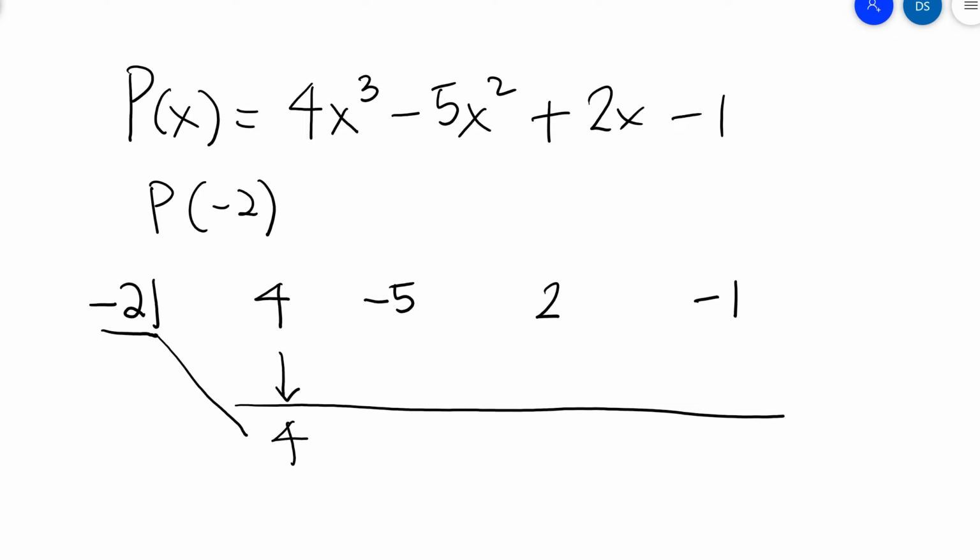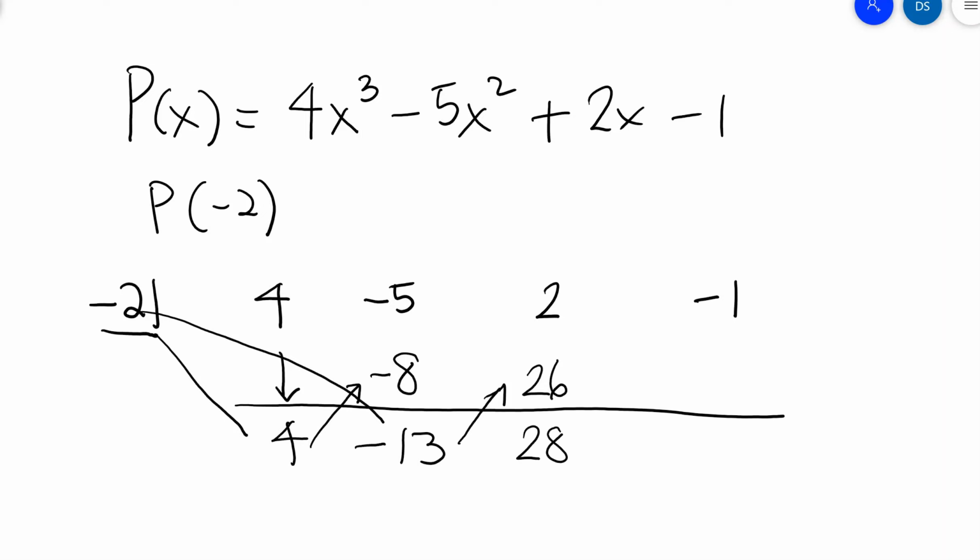You're going to multiply. -2 times 4 gives you -8, and we're going to put -8, the result, here. And you can always add down. So this is -13. And we go -2 times -13, and the result goes here. This one is 26. Okay, then we add down, which is 28. 2 plus 26 is 28.